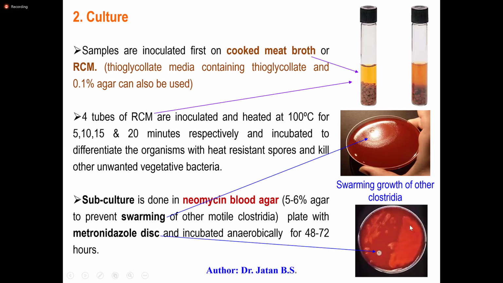Okay. So you can see here is the growth of Clostridium perfringens. It is showing some kind of hemolysis. This is the metronidazole disc. Are you finding any growth around the metronidazole disc here? Are you finding any growth around the disc?